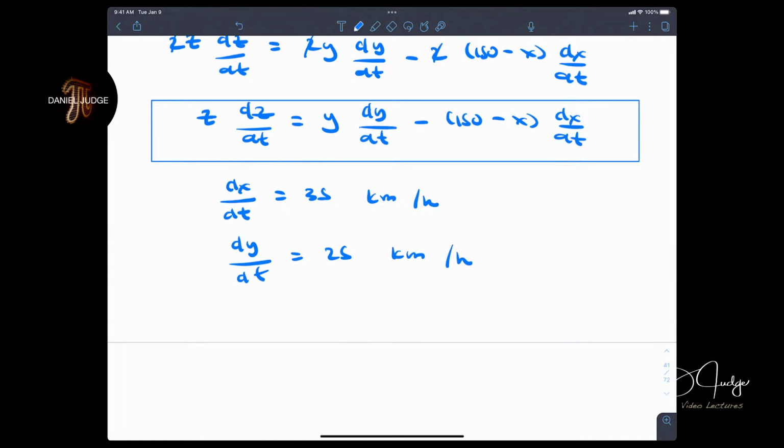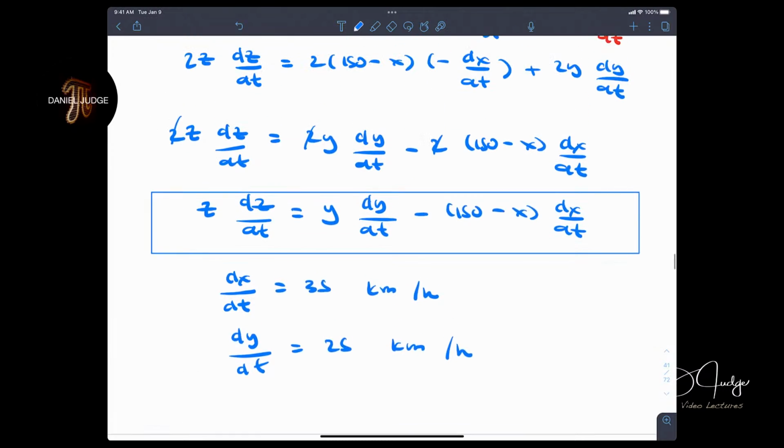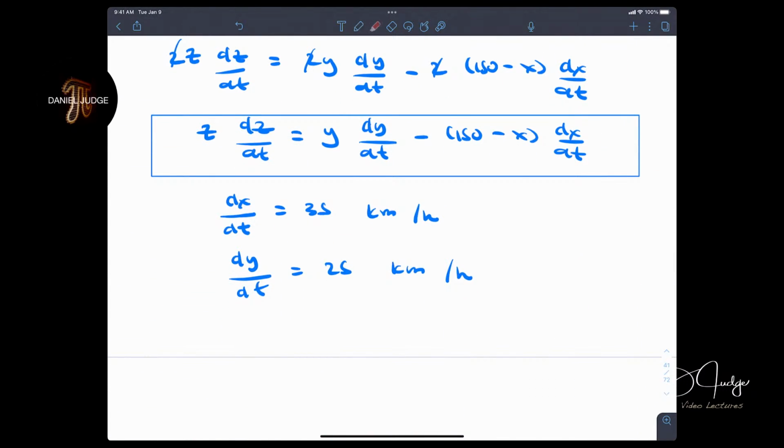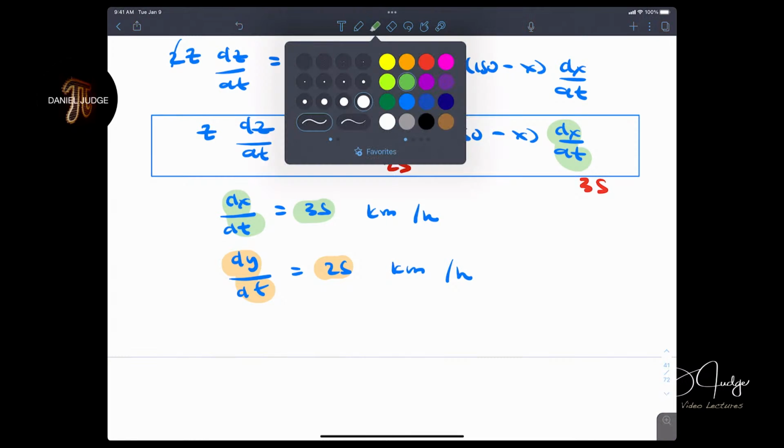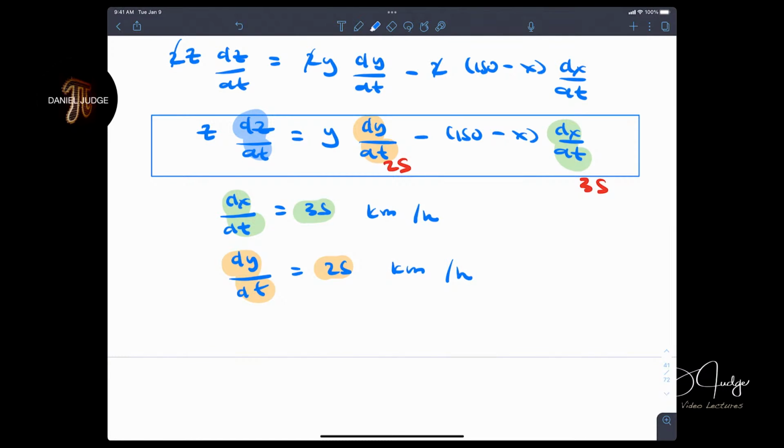All right, so this is the information it looks like they gave us. So we can plug some things in here. Maybe we should color coordinate that. Was it orange? Yes, for y. 25 dy dt. And I believe this is green, dx dt. Okay, dx dt is 35, dy dt is 25. And they want to know what dz dt is. That's an unknown variable. And time is 4 hours later, so we're going to need to go back and look at some distances. We need z, we need y, we need 150 minus x. I believe it's 4 hours later. t is 4.